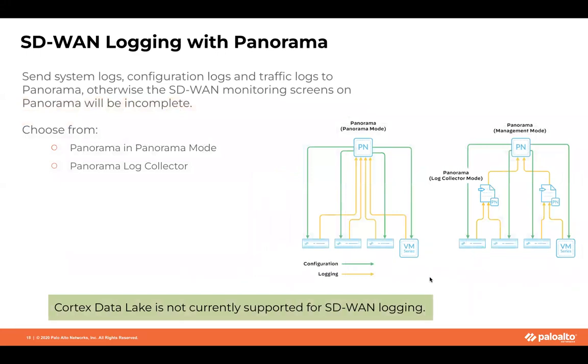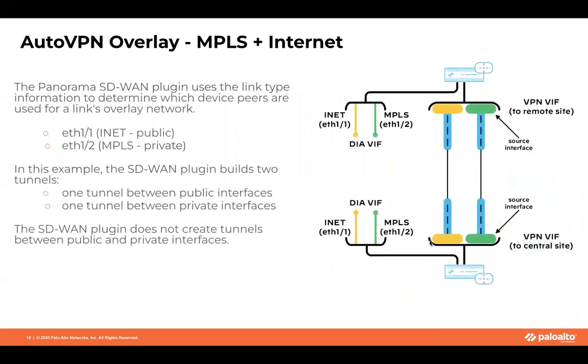I will just skim through these real quickly from the SD-WAN logging with Panorama perspective. Currently, just as an FYI, Cortex Data Lake is not supported for the SD-WAN logging functionality. So you have to either have Panorama in Panorama mode, or Panorama in management mode with dedicated log collectors.